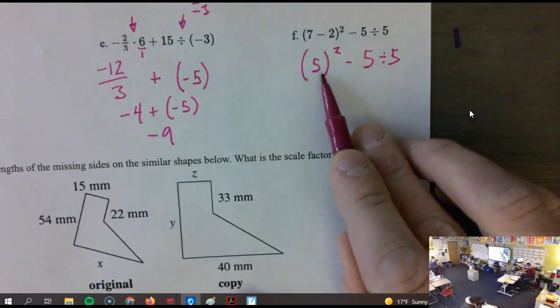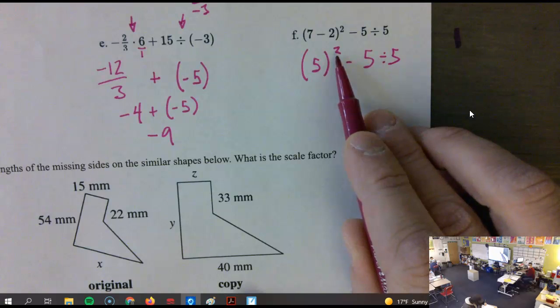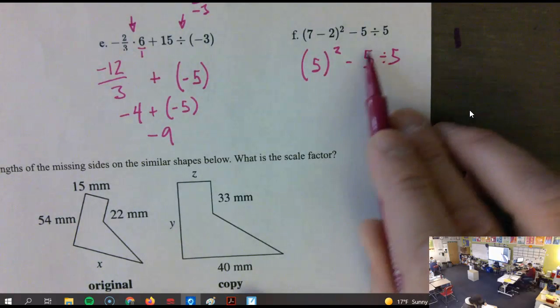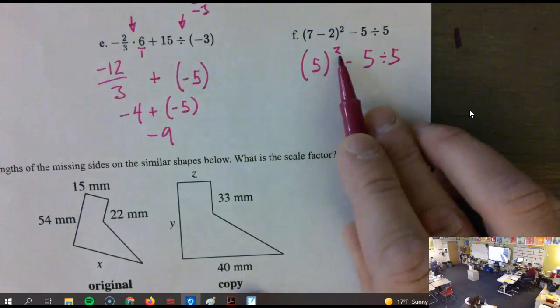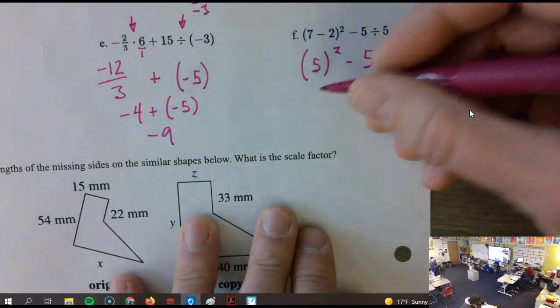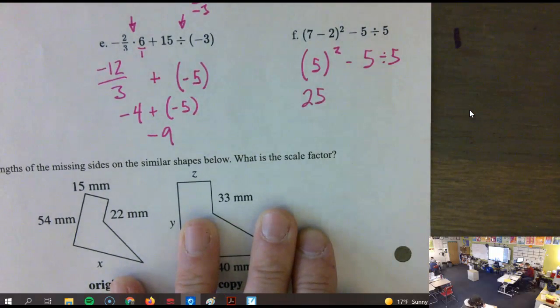So 7 minus 2 is 5. Then exponents is the next step. Some of you will realize you could go ahead and do this, but guys, that's asking to make a mistake. So keep it in order. 5 squared, what's 5 squared? 25, because it's 5 times 5.